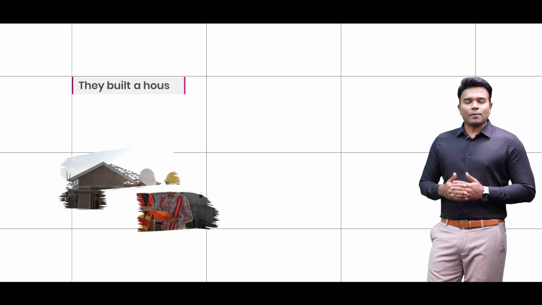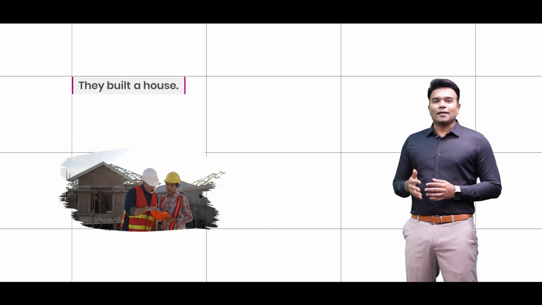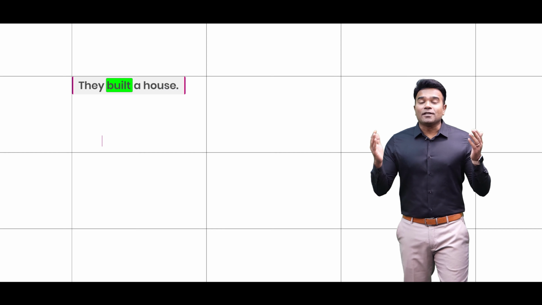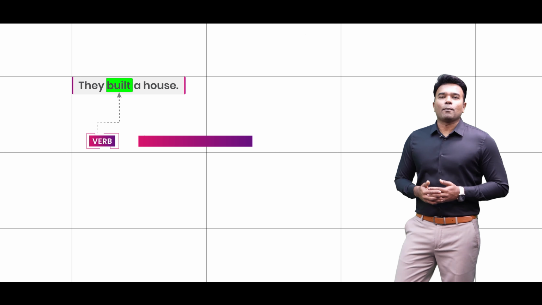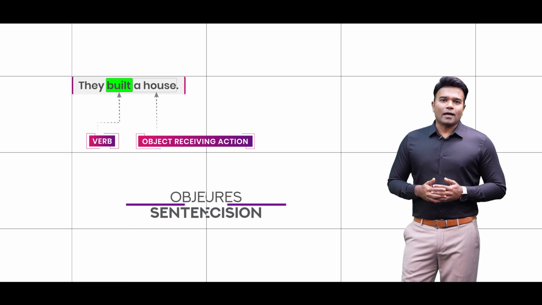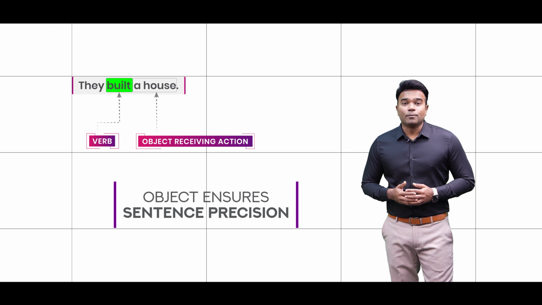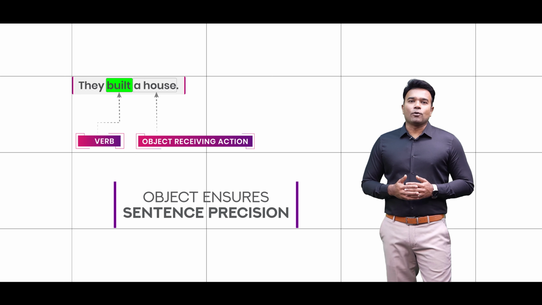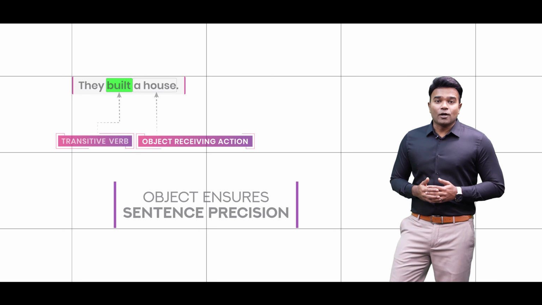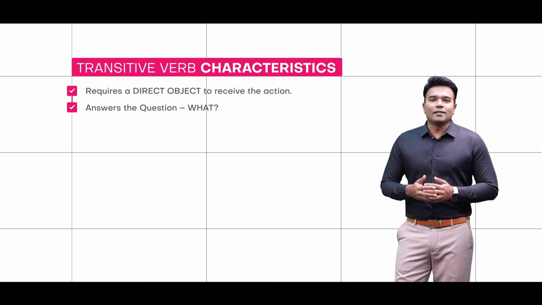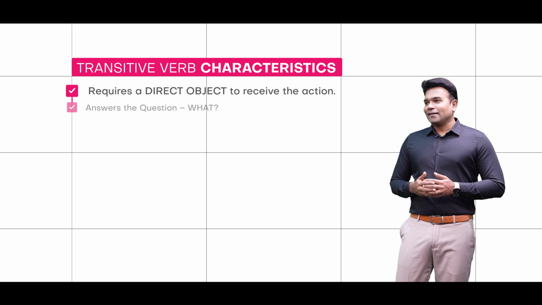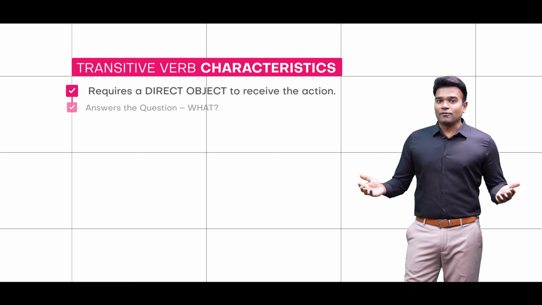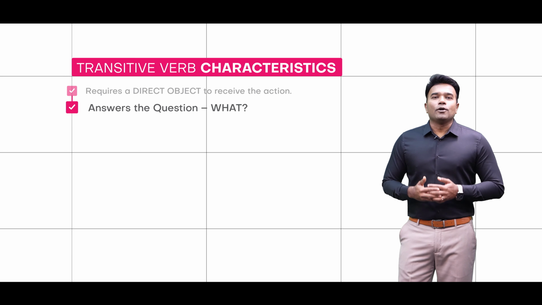Well, the moment I bring in an object here, now the sentence becomes a meaningful sentence. In other words, built happens to be such a verb that requires an object to receive the action of building. In other words, such verbs that compulsorily require an object to make meaningful sentences are what we refer to as the transitive verbs. Well, now if you would look back at the characteristics of the transitive verbs, I am sure you can understand that they are such verbs that compulsorily require an object to receive the action of the verb, and secondly, they address the question of what.